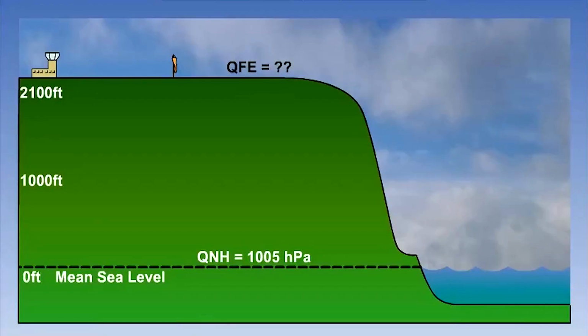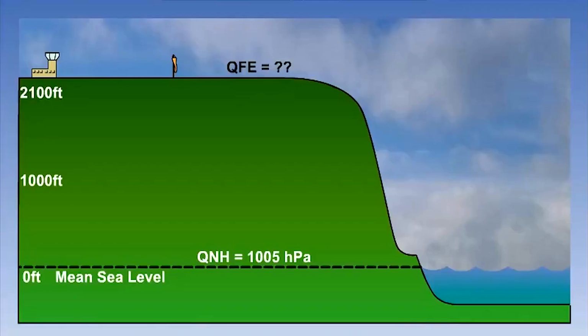Let's try another example. Let's say an airfield 2100 feet above mean sea level has a QNH pressure of 1005. What will the QFE be? Since the QFE is the airfield pressure and the airfield is above mean sea level, then we know QFE will have a lower value than the QNH, but how much lower?